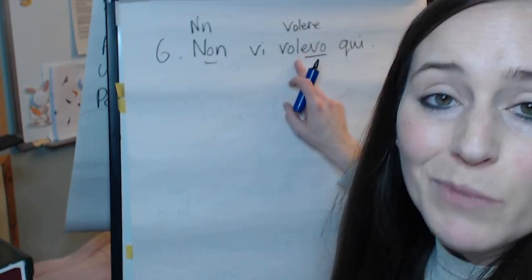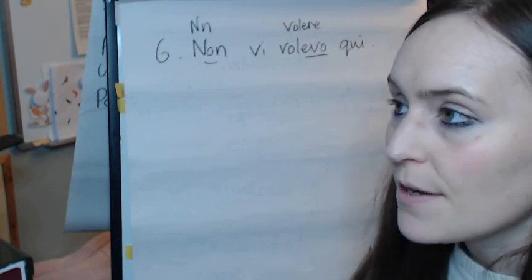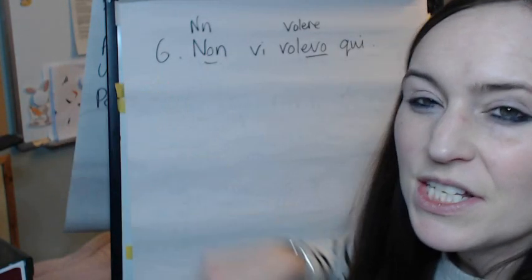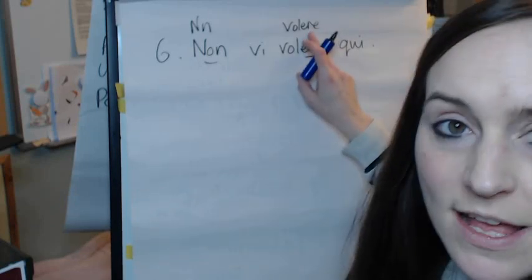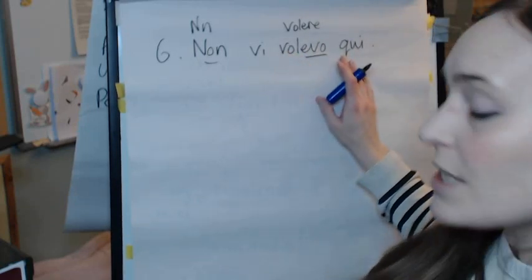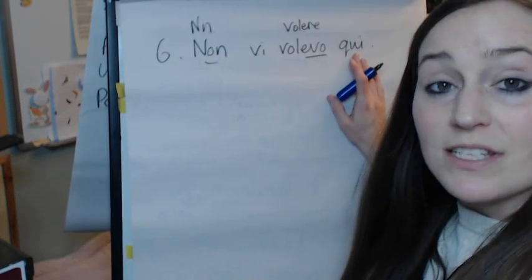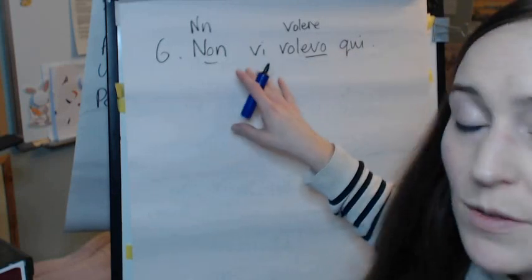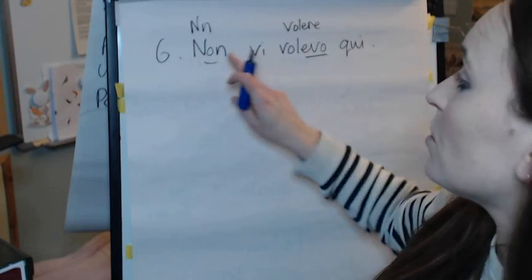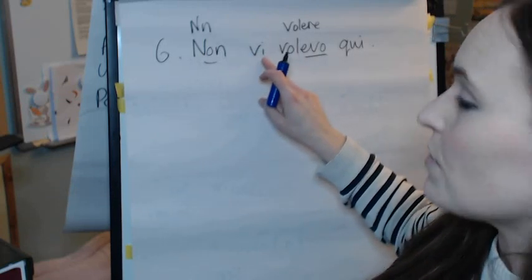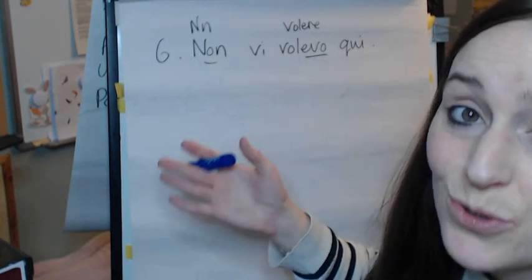Volevo is the imperfect tense, which is like the kind of past continuous. I'll translate it in a minute. It's the verb volere, which means to want, and it's also a modal verb. It's very useful. It can be followed directly by infinitives. For example, it could say non vi volevo parlare. I didn't want to talk to you. Non, I didn't. Vi, to you. Volevo, wanted. Parlare, to talk.